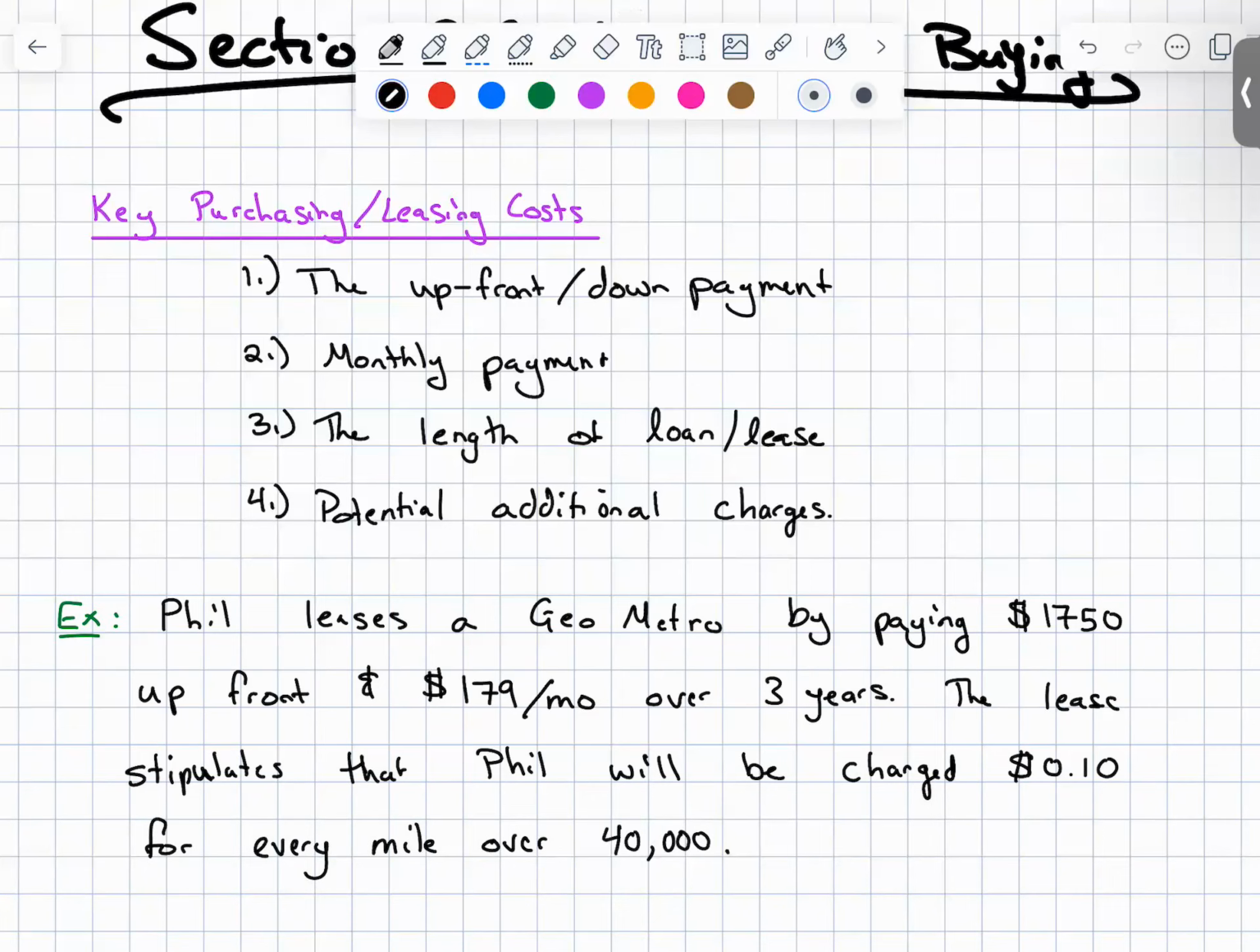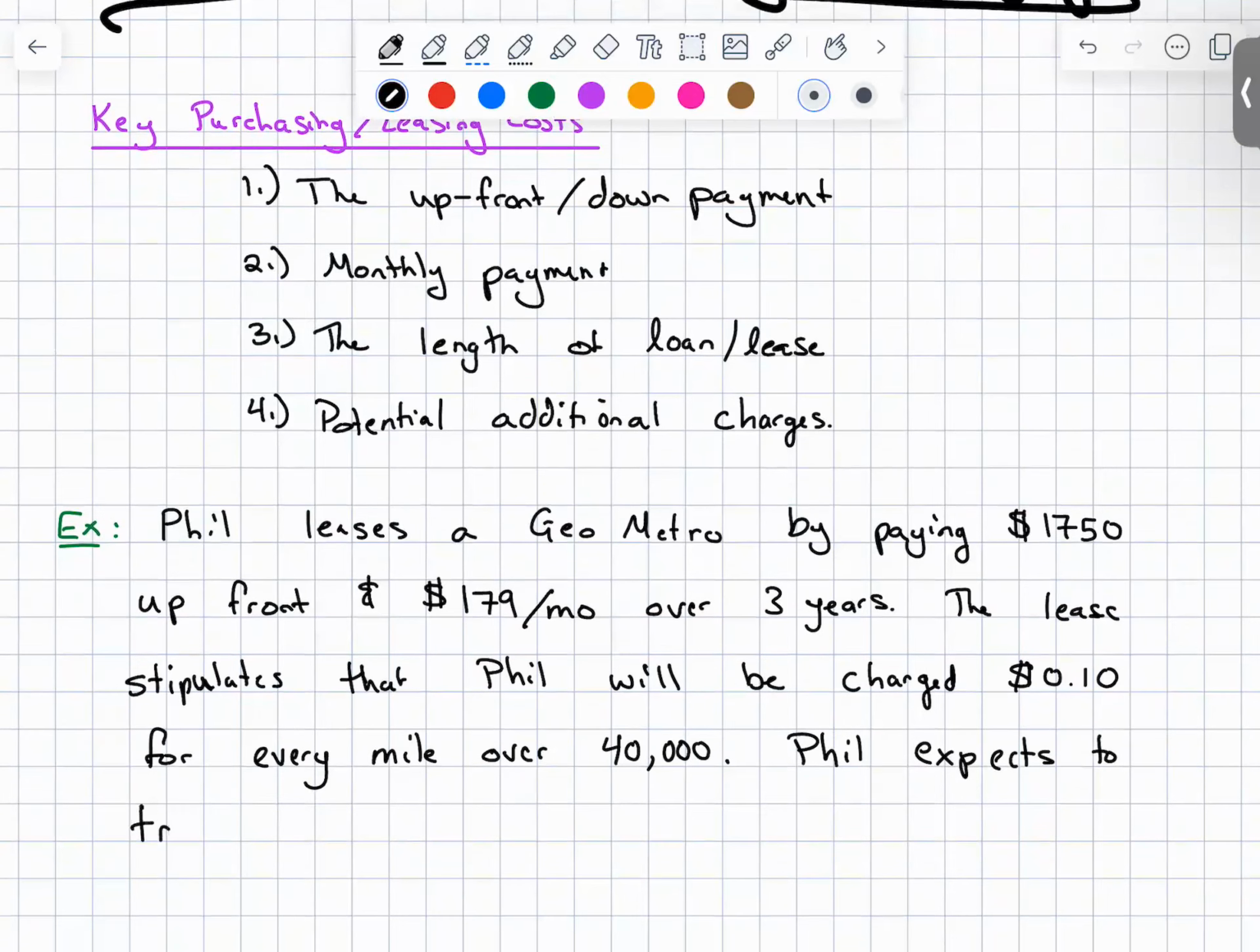So for every mile over 40,000, you'll get charged 10 cents. So if you travel 40,010 miles, you'll be charged an additional $1. Phil expects to travel 51,260 miles on the car. What is the total cost?